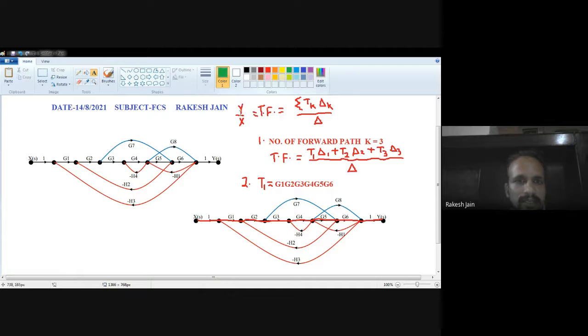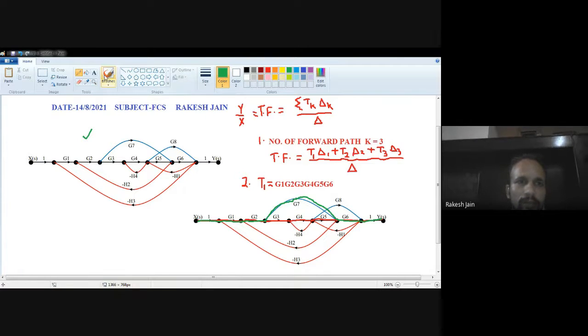Now see, with this green color, the second forward path. The second forward path which I found is 1, then G1, then G2. If you have any confusion because the arrows are hidden now due to this coloring, then again see the main question which is clear in front of you. So G1, G2, then G7, then G6, then 1. So this will be G1, G2, G7, G6.